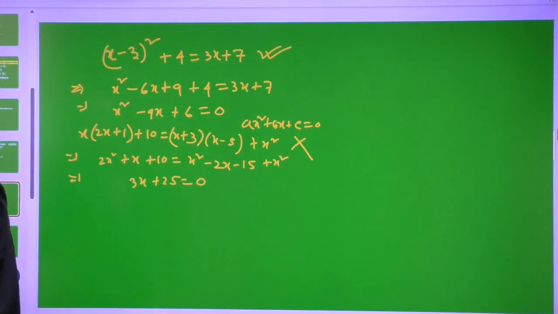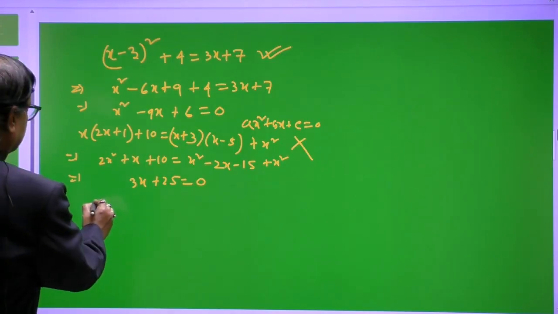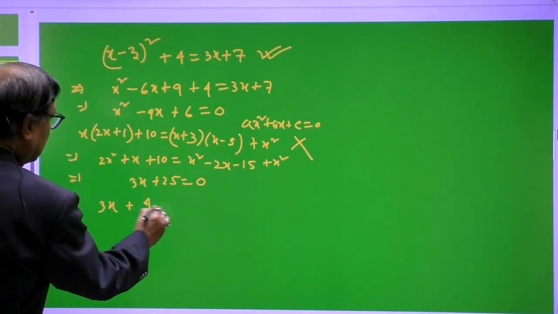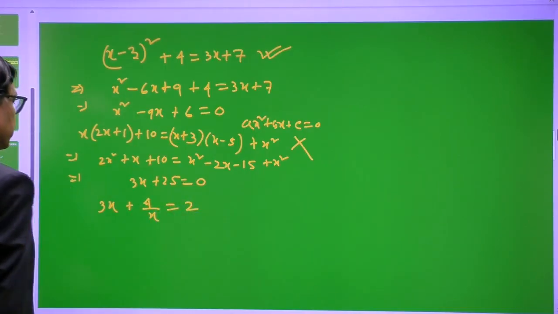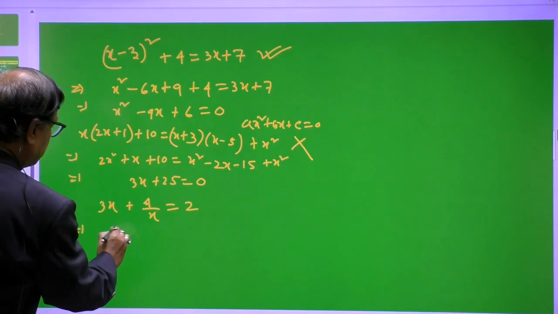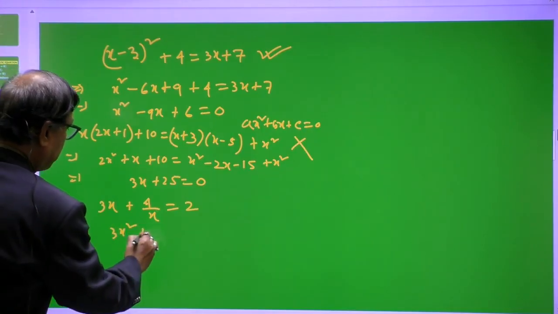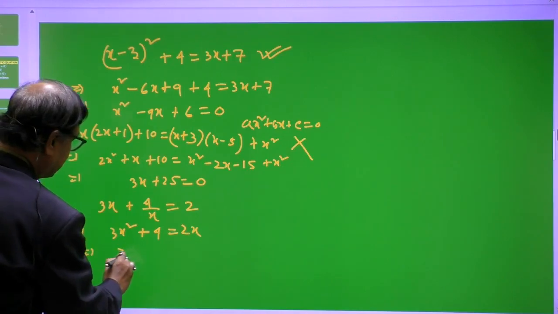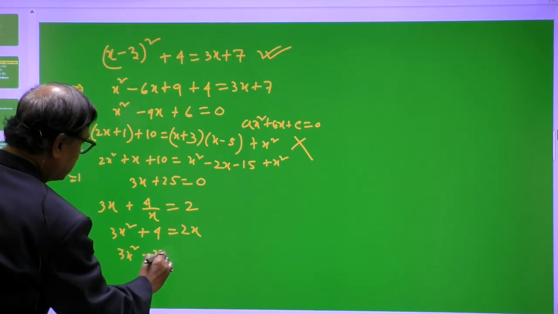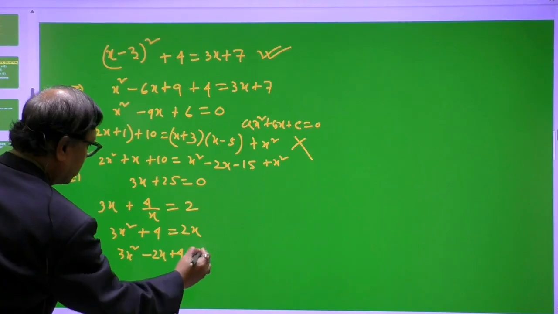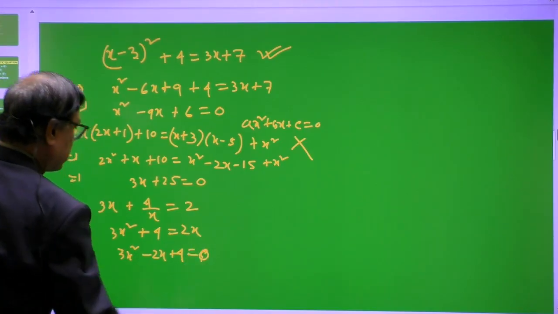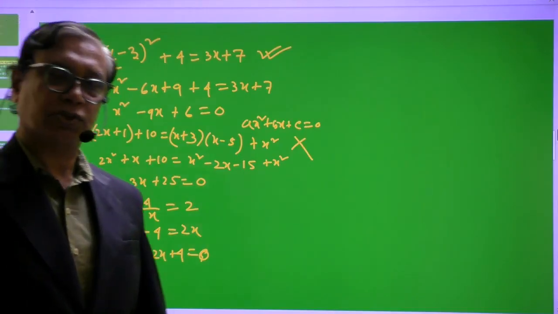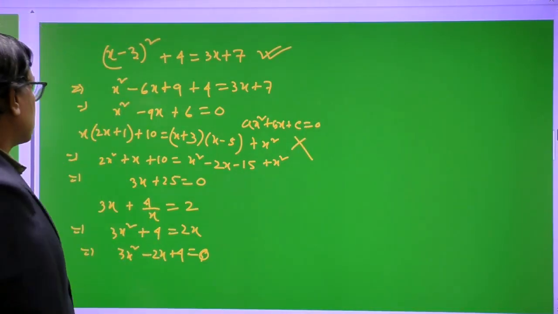Now, take the third example, third sum, 3x plus 4 upon x equal to 2. If you simplify, 3x square plus 4 equals 2x. So 3x square minus 2x plus 4 equals 0. So it is in the form of ax square plus bx plus c equals 0. So it is quadratic.